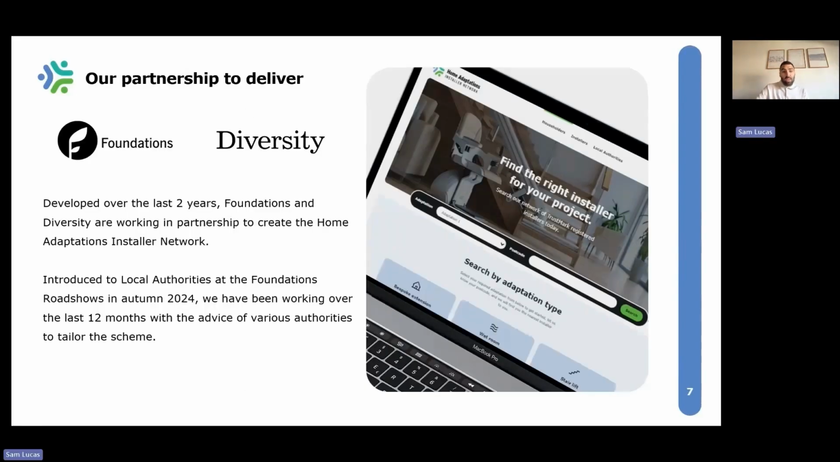Over the last 2 years, or getting on to 3 now, ourselves and Foundations have been creating the Home Adaptations Installer Network, and we soft launched this in September 2024, introducing it to local authorities and other stakeholders within the space across a series of roadshows and events.